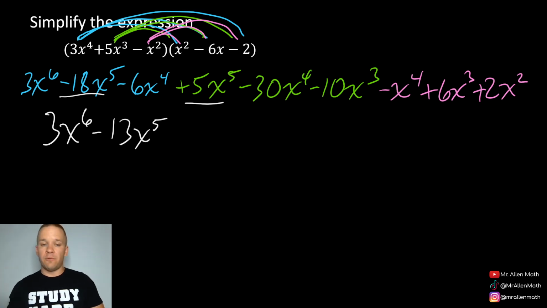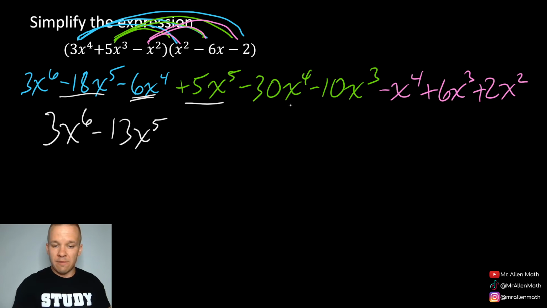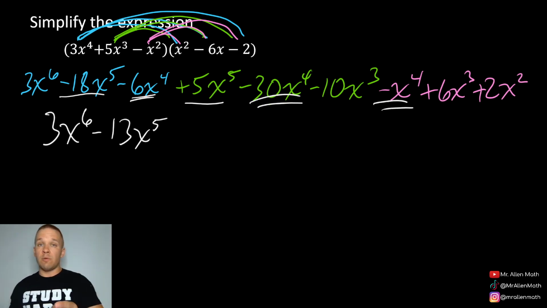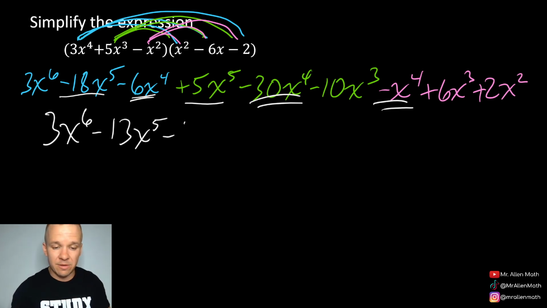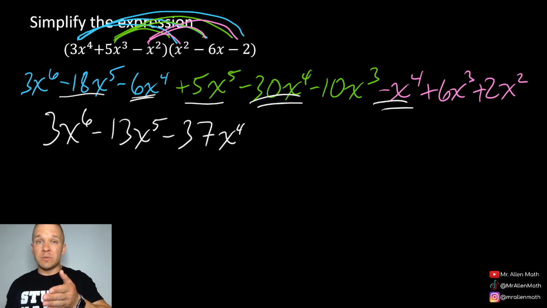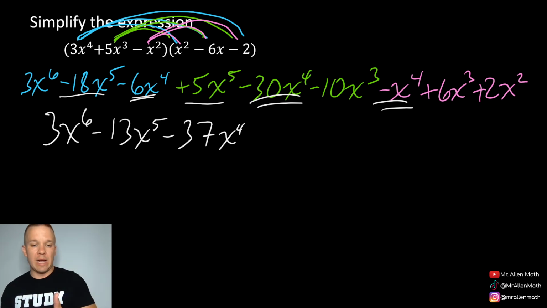How about my x to the fourths? Well, I've got one here, I've got one here, and I've got one over here. So negative 6 and negative 30 will give me negative 36, and then another negative 1 that's a negative 37x to the fourth, right? My variables with their degrees will stay the same. It's my coefficients that are either adding or subtracting.